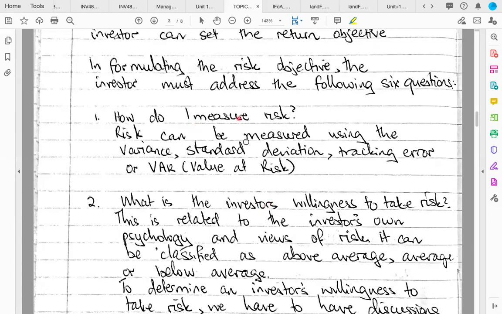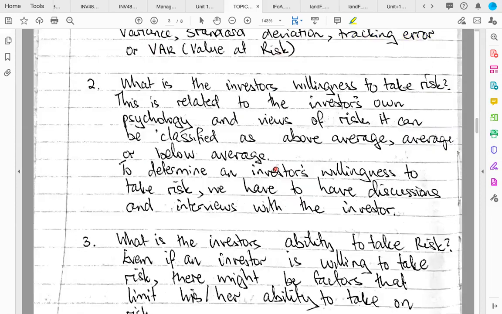Question number 1: we want to identify how much risk the investor is able and willing to take, but how are we going to measure that risk? We can measure that risk using a number of statistical methods known as the variance, standard deviation, tracking error, or value at risk. In later study units, we're going to look at the tracking error and value at risk in detail. You might be familiar with the variance and standard deviation from statistics, but for the purposes of this module, you don't have to know too many details about that till later on. For now, you just have to know that these are some methods that you can use to measure risk.